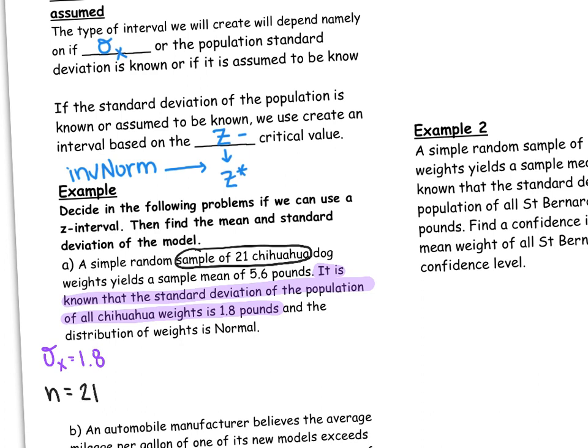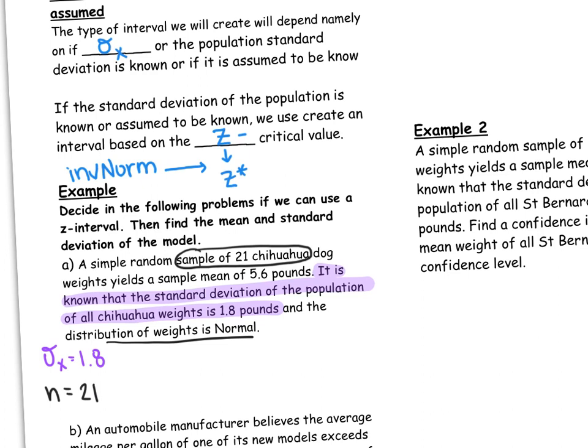Now, here's what can happen. There's one condition where we can still use this. Does anybody remember what that condition is? If it's less than 30, what else could we do? Yes, if it tells you it's normal. Do they tell us it's normal already? Yes. It tells us the distribution of weights is normal. So because of that, we can actually use a z star. Does everybody understand that? We can actually use a z star.